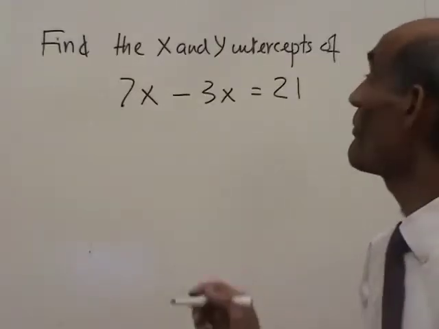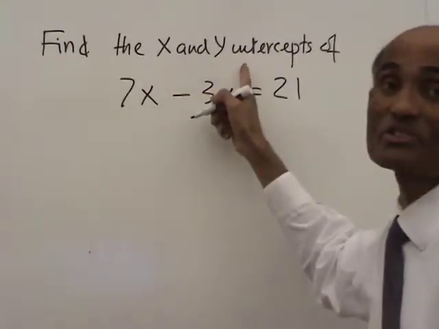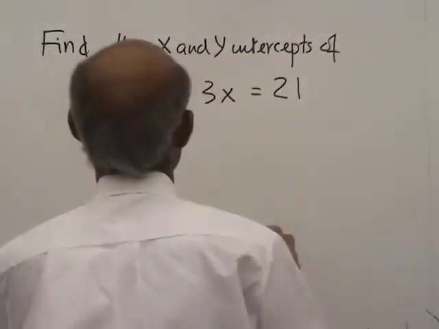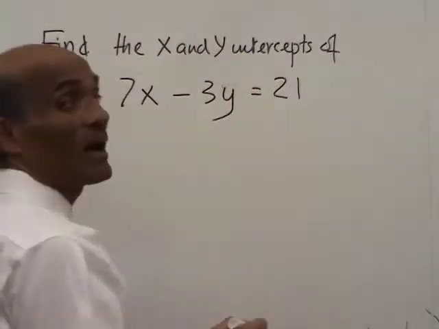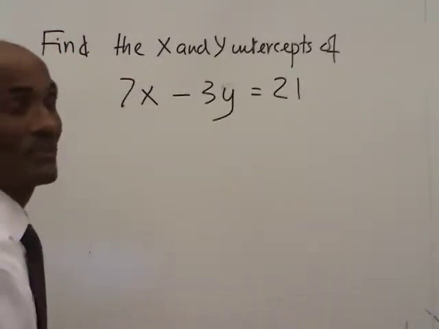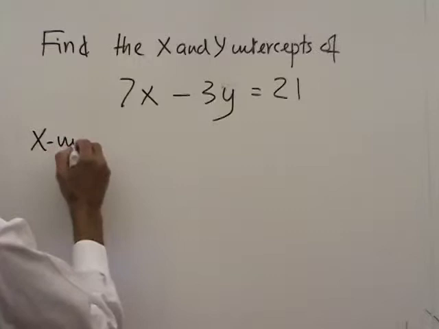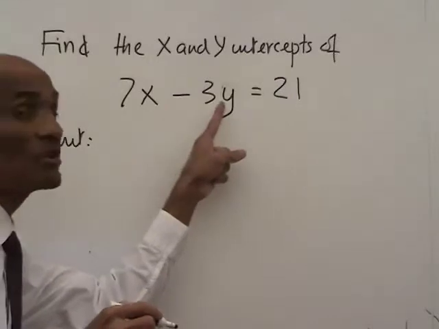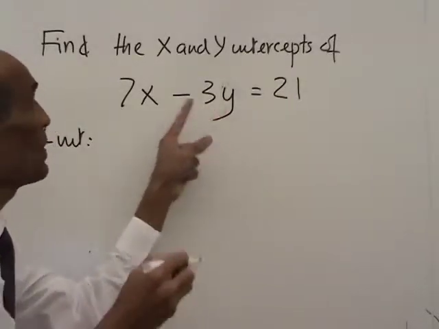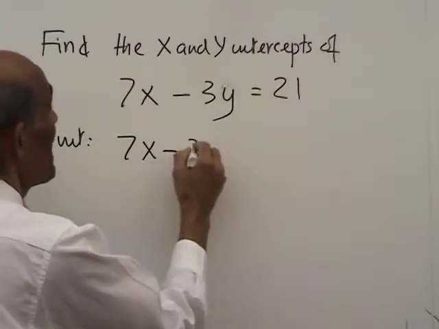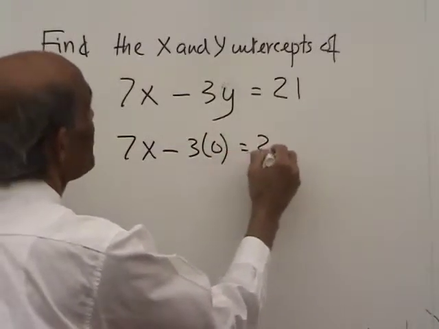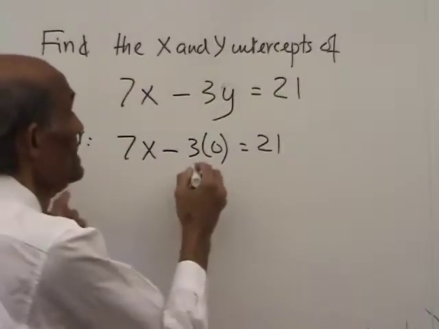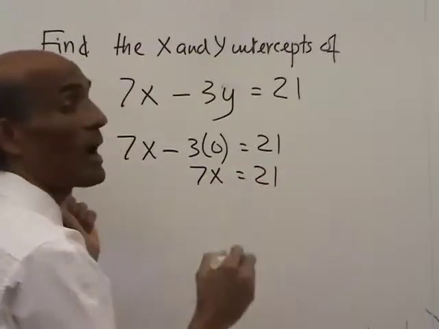Okay, another one. Find the x and y intercepts of 7x minus 3y, not 3x. 7x minus 3y equal to 21. Alright, how do we find the x-intercept? X-intercept is obtained by setting y equal to 0. So, that will be 7x minus 3 times 0 equal to 21. 3 times 0 is 0. That gives me 7x equal to 21.